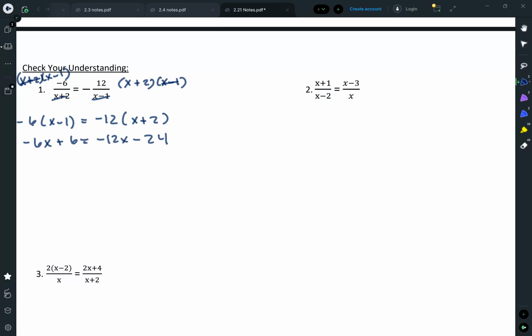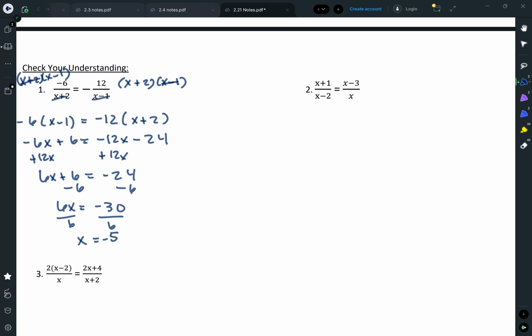I want to get x's on one side, so I'm going to add 12x on both sides. And then 6x plus 6 equals negative 24. Subtract 6 on both sides. And x is a negative 5. And it does not make my denominator equal to 0, so we're good to go.